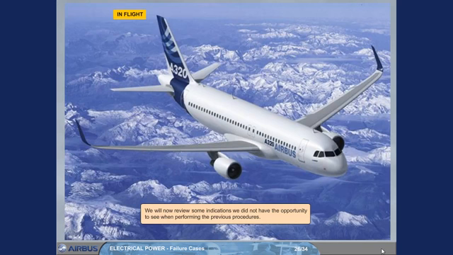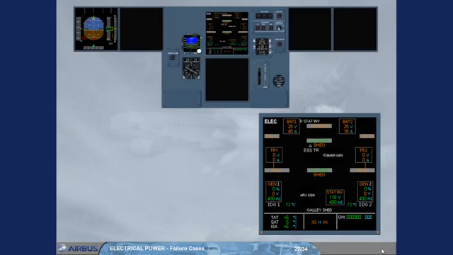We will now review some indications we did not have the opportunity to see when performing the previous procedures. As a result of the loss of AC Bus 1 and AC Bus 2, and provided the speed is above 100 knots, the RAT is automatically extended. During the RAT extension, before the emergency generator comes online, the electrical system is powered from the batteries and the static inverter, as shown, for training only, on the selected ECAM ELEC page. Note: the approximate flight time on batteries is 20 minutes.